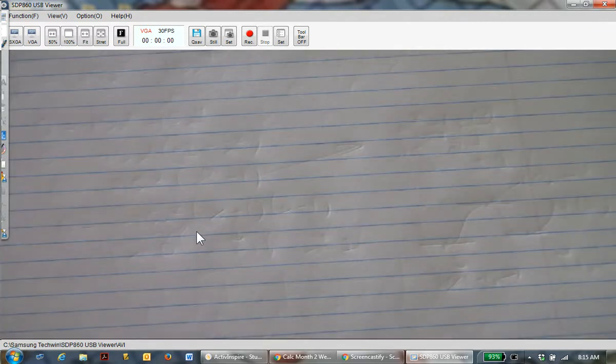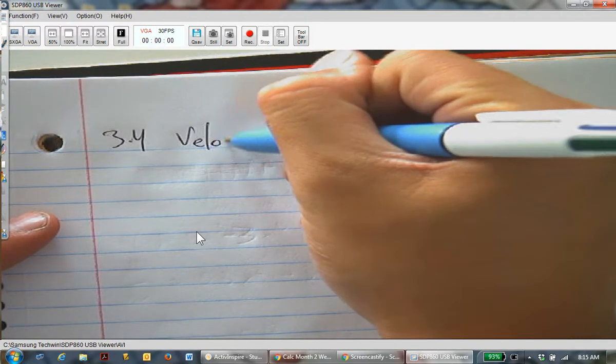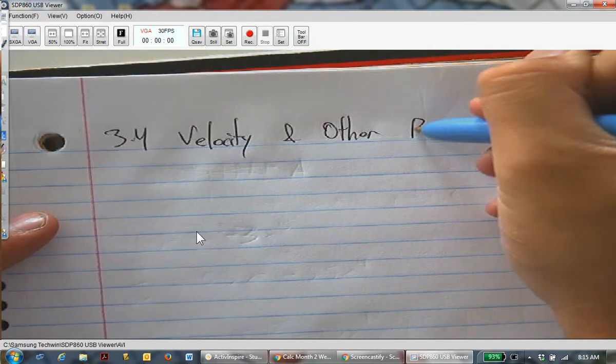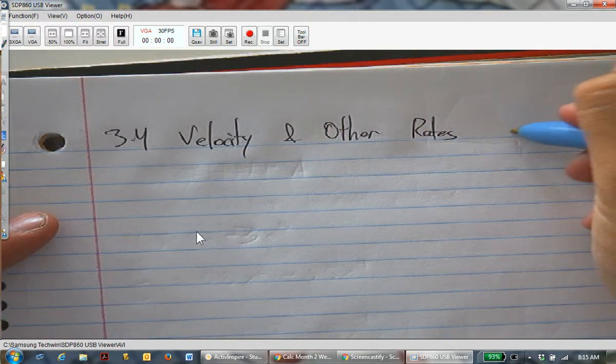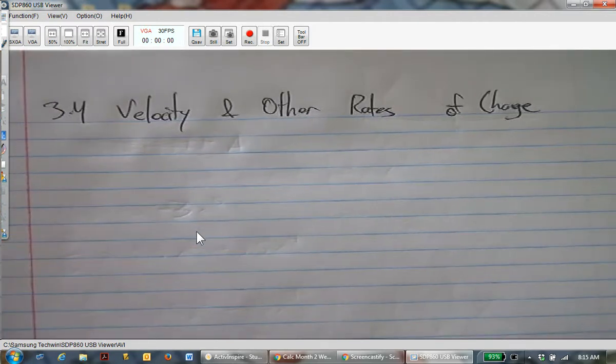All right, guys, go ahead and take out a piece of paper, and let's write some notes for today. Your section is going to be called 3.4, the velocity and other rates of change. Okay, so that's what I want you guys to write down, and then I will give you the notes I want you guys to write down.